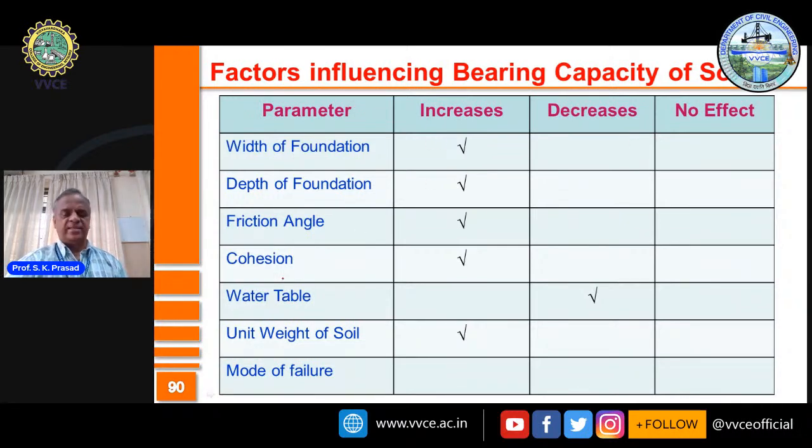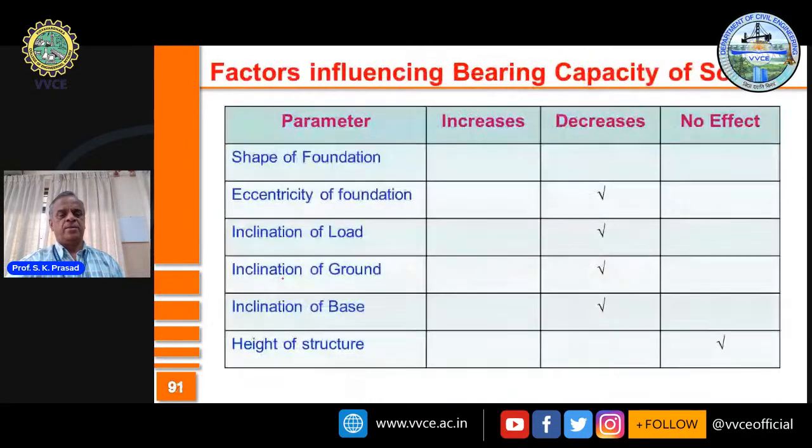Very difficult to say whether it increases or decreases, under what situation. Therefore, I have not put anything here. Then you have shape of the foundation. I have not put anything because shape of the foundation changes bearing capacity, but sometimes it may be a slight increase or decrease, not much. Load eccentricity will decrease bearing capacity. Inclination of load: if the load is vertical, bearing capacity is maximum. But if it is inclined, it has a horizontal component, and bearing capacity will decrease. Inclination of ground will also cause a decrease in bearing capacity. If the base of the foundation is inclined, that also will cause a decrease. So all these will influence the bearing capacity.